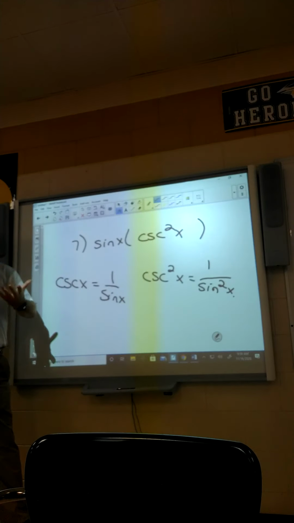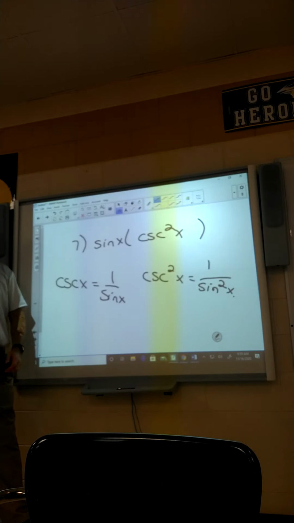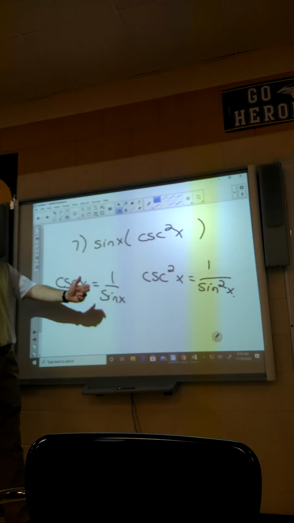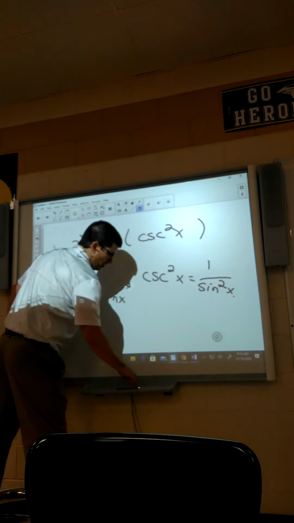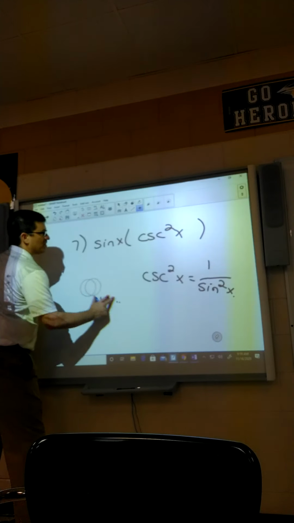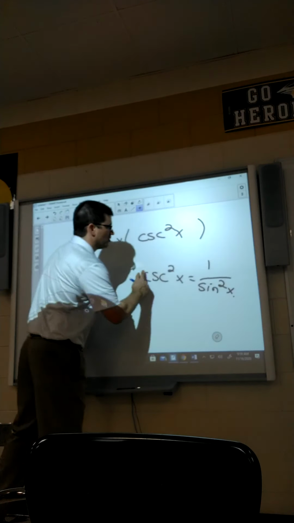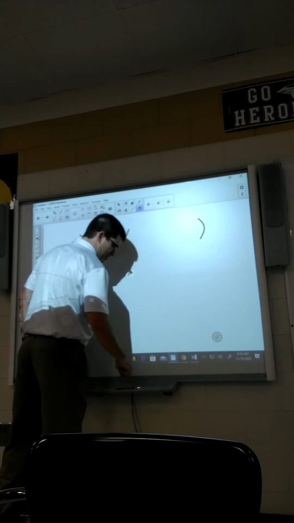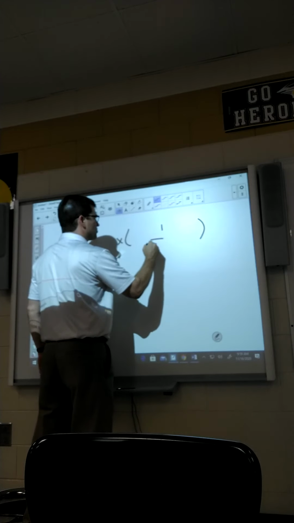Does that make sense to everybody? If you need to write it down, you can, but I don't think y'all need to write it down. I think that's pretty clear. So, I'm going to change this cosecant squared into 1 over sine squared. I'm going to erase it and put 1 over sine squared.